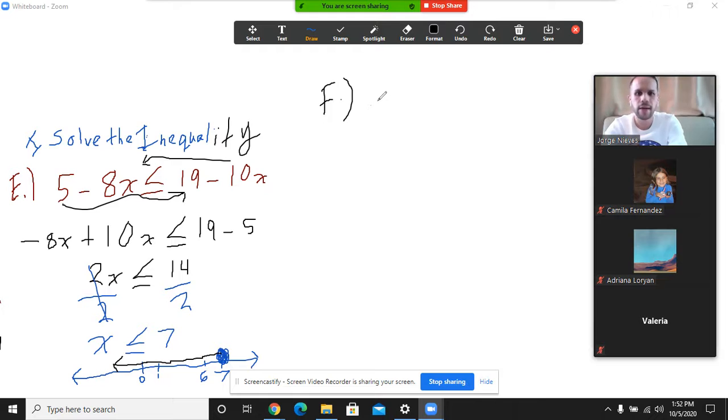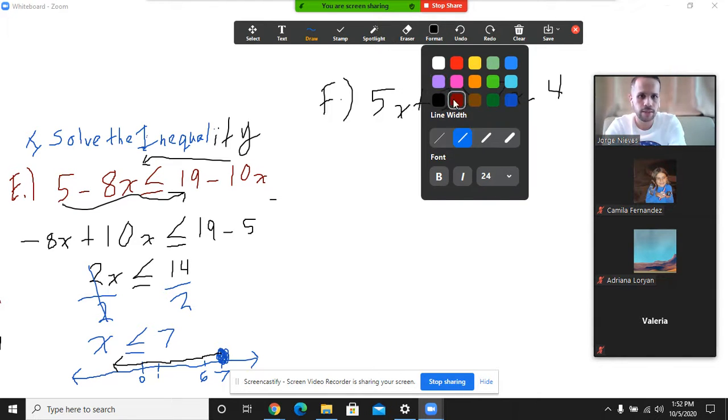Explicarle o repasar. Okay? I got 5x plus 2 greater than 7x minus 4. Okay, let's try this one very quick. So the same, I want to move the x with the x. Okay, la X con la X, o las variables con las variables.